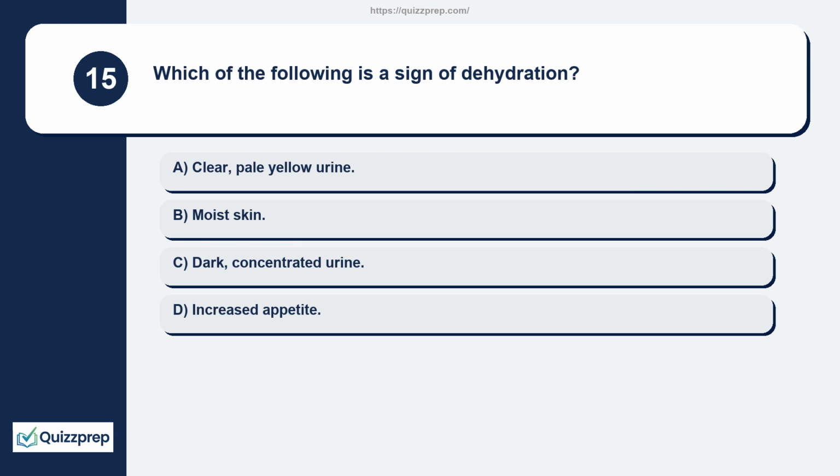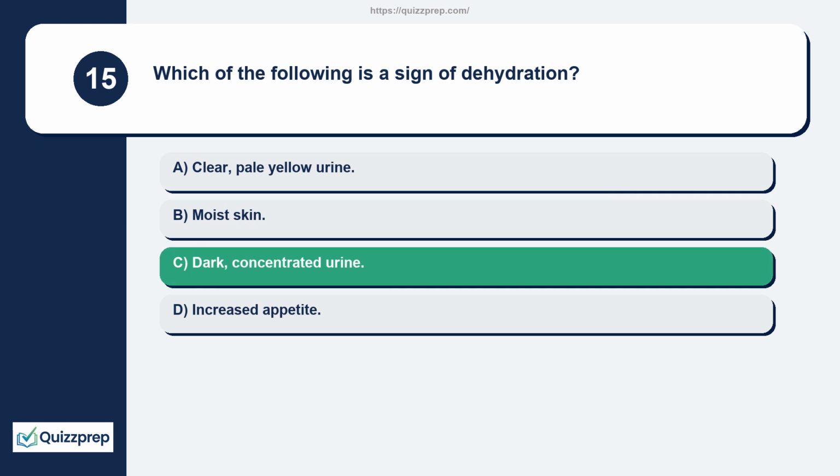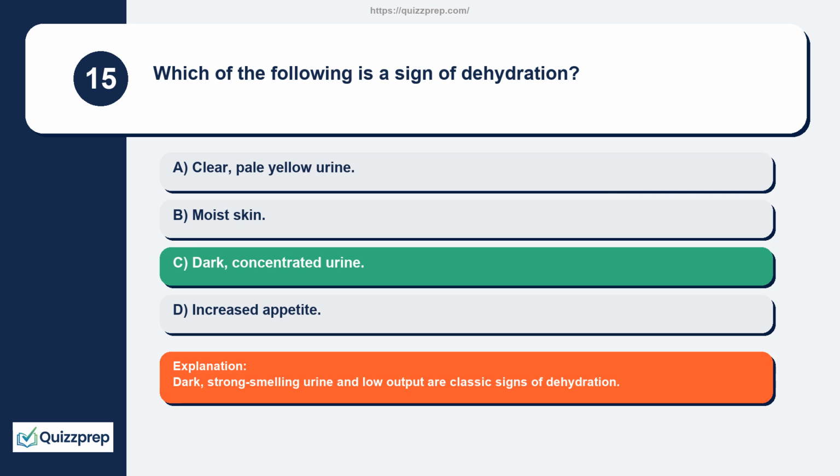Question 15. Which of the following is a sign of dehydration? Clear, pale yellow urine. Moist skin. Dark, concentrated urine. Increased appetite. Dark, strong-smelling urine and low output are classic signs of dehydration.